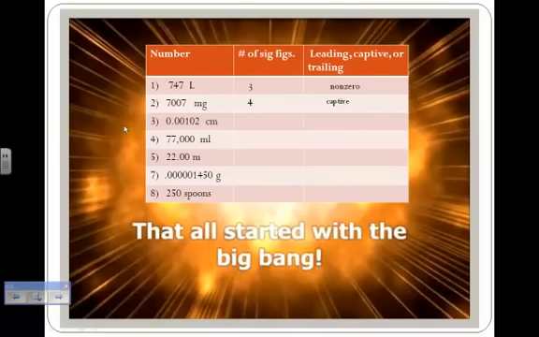Number three, 0.00102 centimeters. That has three significant figures. It has leading zeros and captive zeros. Leading zeros are never significant. Captive are always significant.